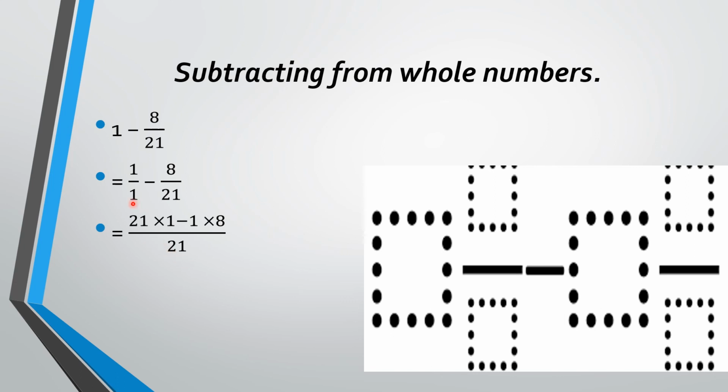Now 1, we will divide 21 by 1. We will get 21. Multiply this numerator, minus 21 1s are 21. So we will write 1 multiplied by the numerator 8. Now we will solve this. 21 1s are 21 minus 1 8s are 8. We will do the subtraction now. 21 minus 8 equals 13 by 21, and it is a proper fraction. That's why it is our final answer.